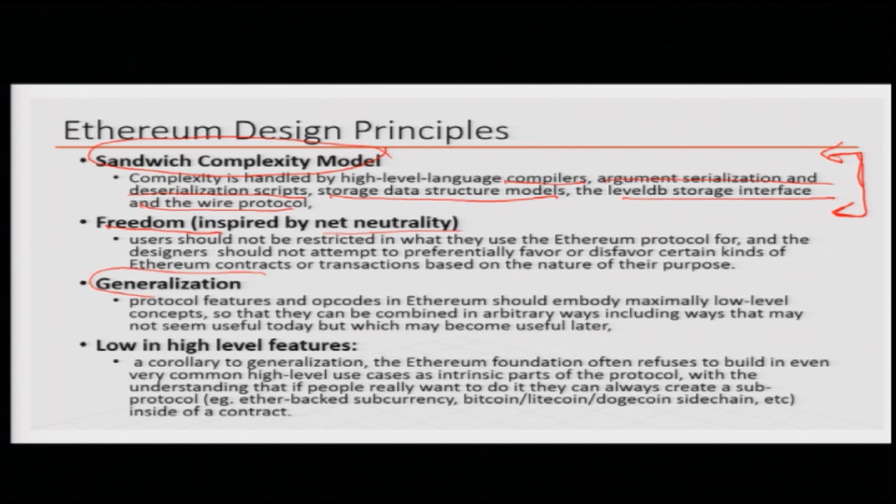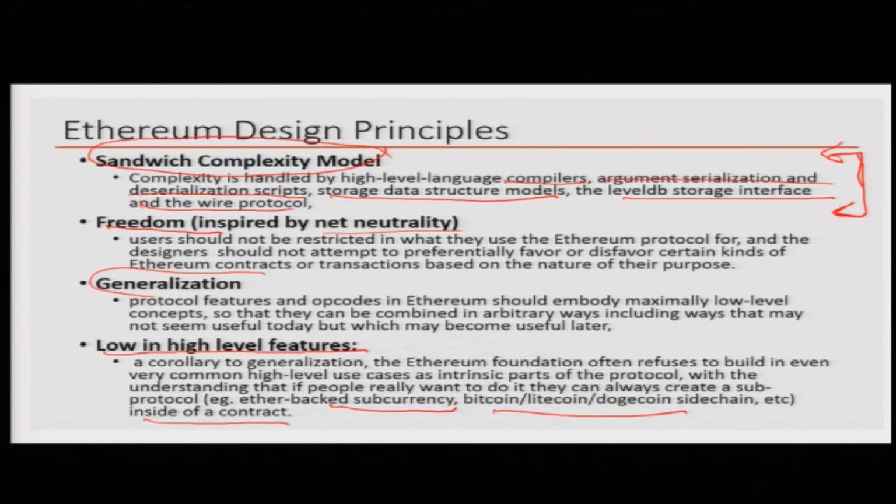Here they didn't make that choice, and it's very generalizable. Therefore, as a corollary to this principle of generalization, they have very few or almost no high level features. They expect that if you want to create high level features, you can create protocols on top of the Ethereum protocol. So you can make an ether backed subcurrency, you can define your own tokens, and this is how the ICOs are done. You can also mimic other kinds of coins, etc. using subcontracts. So that flexibility is there.